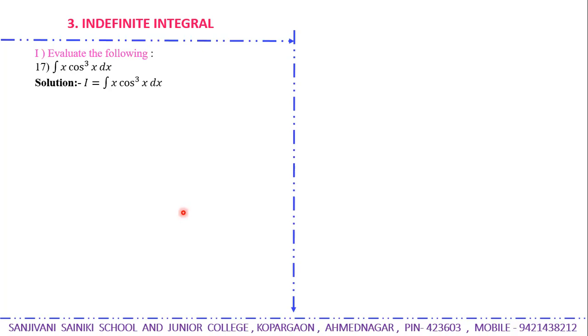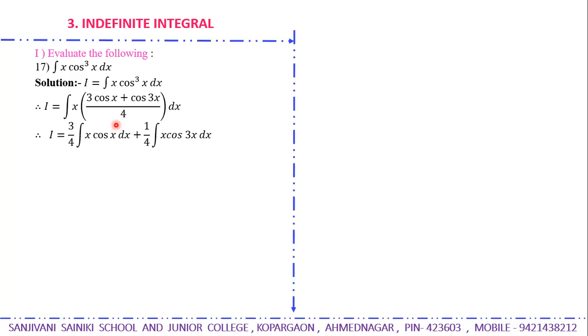Now, integration of x cos cube x dx. Again here it is a product of two functions, but cos cube of x I will write with the help of cos 3 theta. Cos 3 theta is nothing but 4 cos cube theta minus 3 cos theta. So using the cosine triple angle formula, you can write this like this. Then we can divide this numerator by 4 separately, then multiply each of these terms by this x.